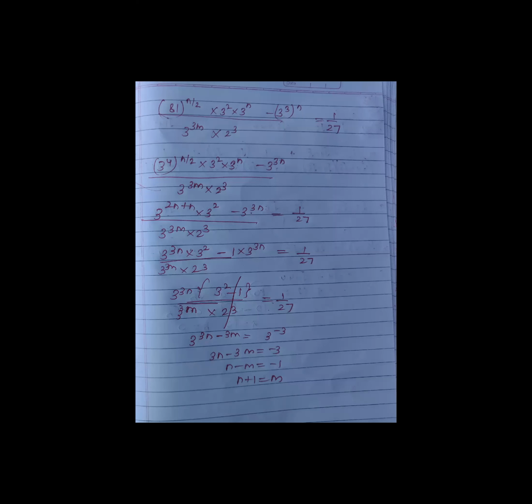Okay. Now you can apply the property a to the power of m upon a to the power of n. This will give you a to the power of m minus n. So this will become 3 to the power of 3n minus 3m. And for 1 upon 27, I have written it as 3 to the power of minus 3. So comparing the power, you can see 3n minus 3m equal to minus 3. So n minus m equal to minus 1, n plus 1 equal to m. Okay, sir. Thank you, sir.